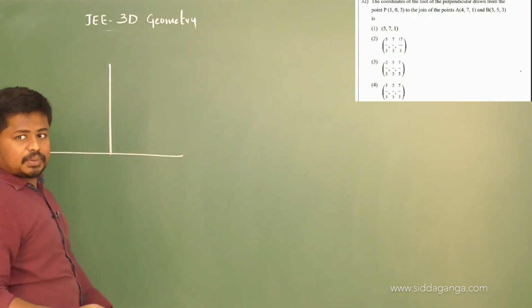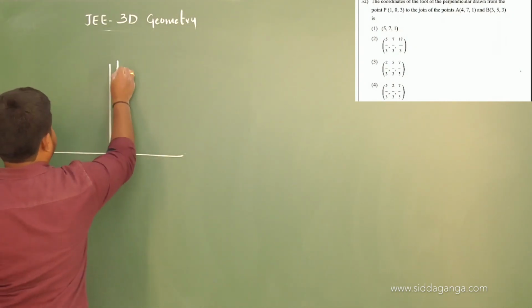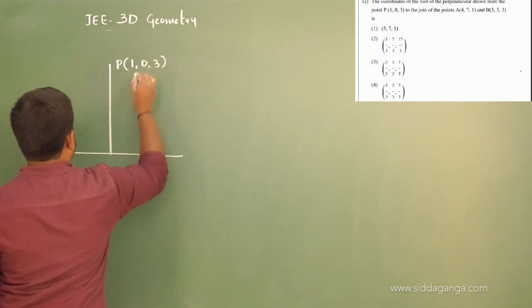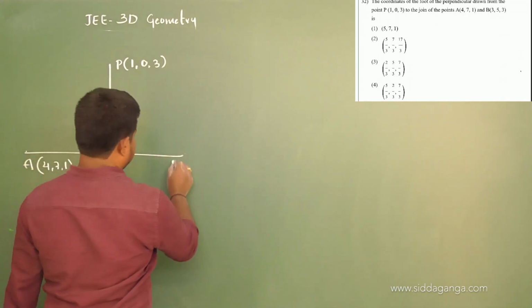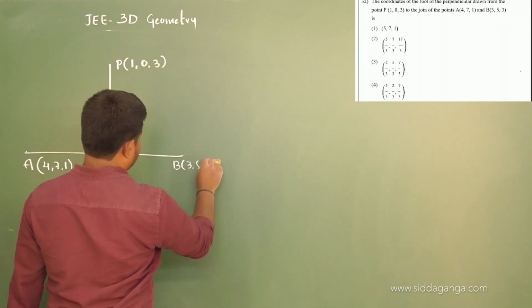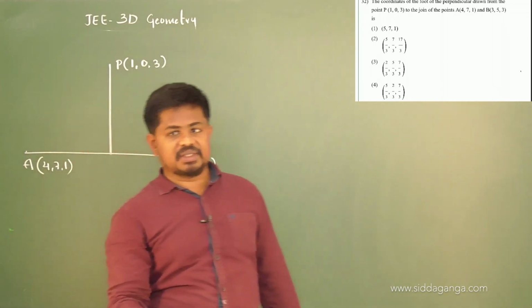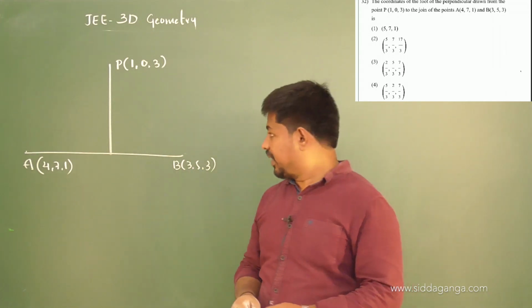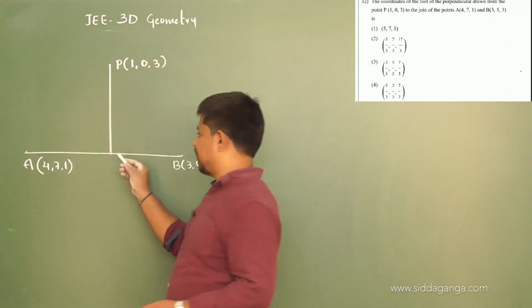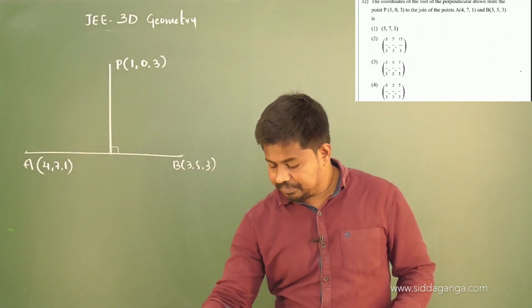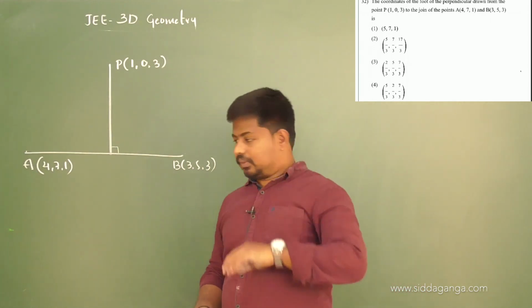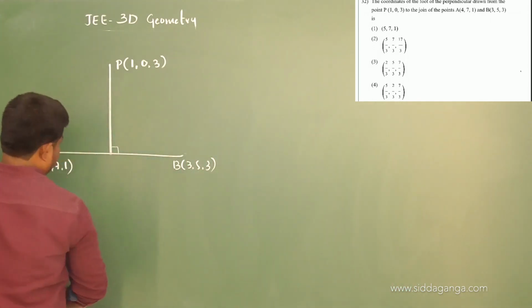So this is P (1, 0, 3), and A is given, that is (4, 7, 1), and B (3, 5, 3). So the same type of question we discussed before. There, A itself was the foot of the perpendicular, but here that's not true. So how do we find the foot of the perpendicular? Anyway, there is a line AB passing through 2 points.